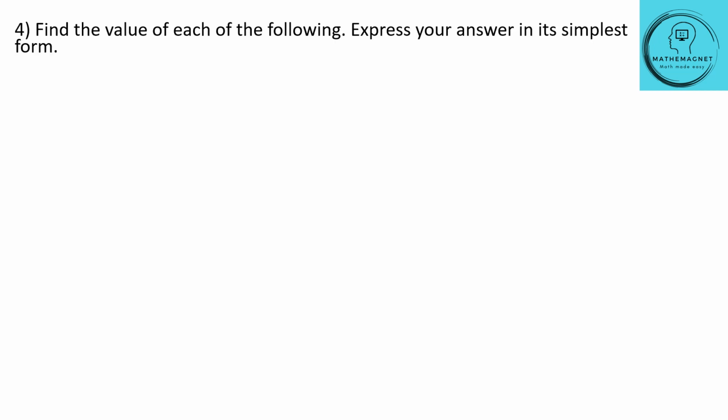Question 4. Find the value of each of the following. Express your answer in its simplest form. Question A. 3 by 10 divided by 2 by 5. So now we will have to rewrite it as 3 by 10 into 5 by 2. Division becomes multiplication. 2 by 5 gets flipped and it becomes 5 by 2. Now 5 and 10 cancel out each other 2 times. So you can rewrite it as 3 into 1 by 2 into 2. It becomes 3 by 4. That's your final answer in its simplest form.